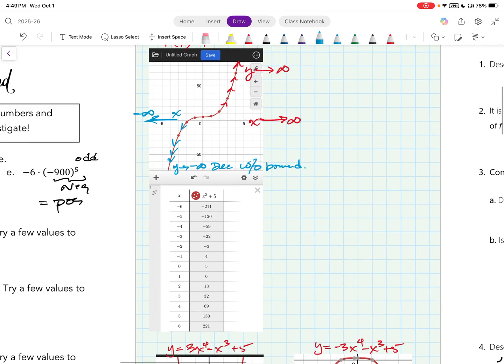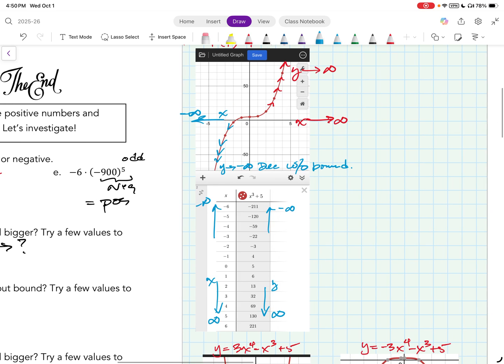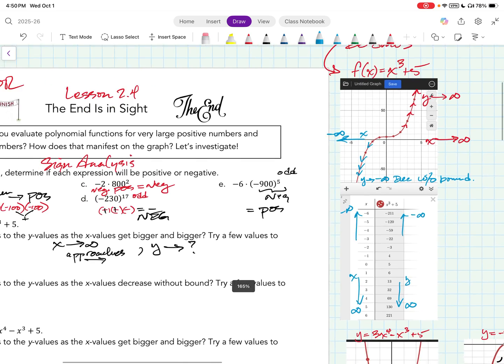If you look at the table here, as x goes to infinity, this is the x values here, y gets bigger and bigger. And then the other way, as you go to negative infinity, y goes to negative infinity also. Why? Because it's decreasing without bound. So you can see it in the table and you can see it in the graph.